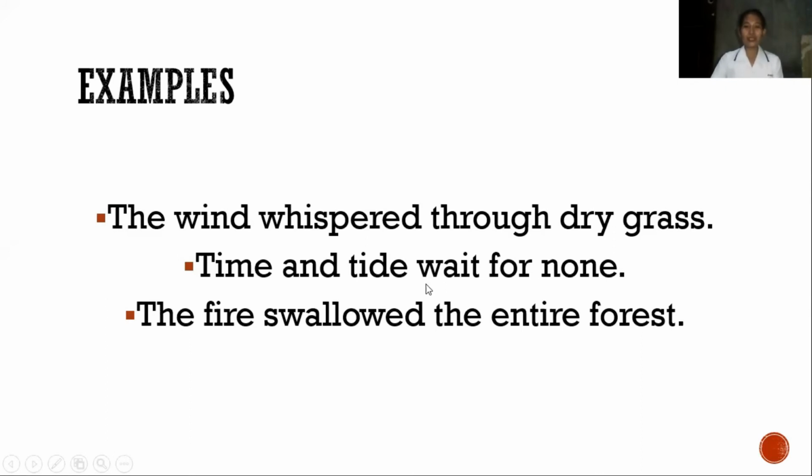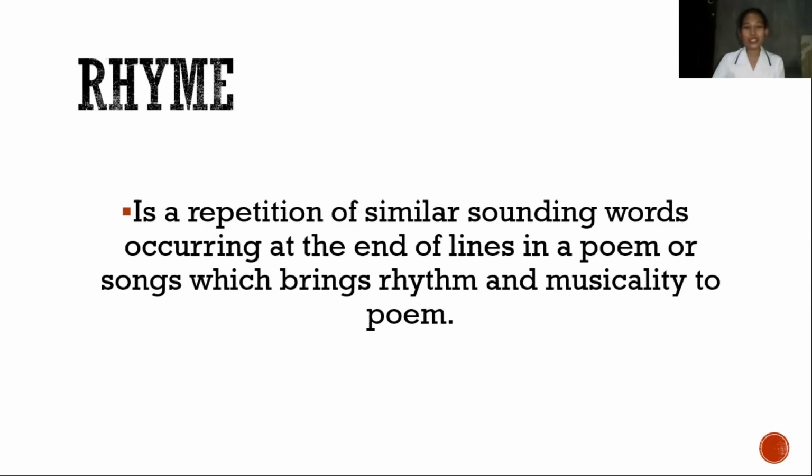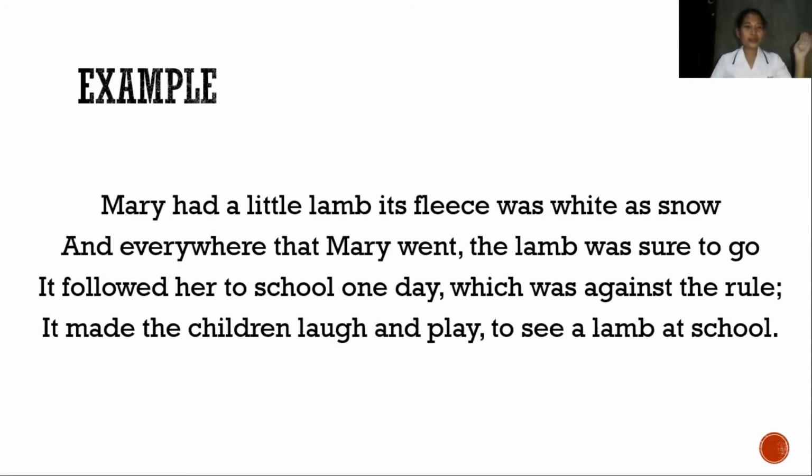Still good? Okay. Now let's proceed to the last literary device, which is rhyme. So who among you wants to define what rhyme is? Very good. It is a repetition of similar sounding words occurring at the end of lines in a poem or song, which brings rhythm and musicality to the poem. Very good, class. So let's see the example. Who wants to read? Okay, Laika. Okay, very good. Thank you. Now let's see what the repeating sounds are. Yes, it is snow, go, rule, and school. Very good, class. That's the end of our discussion.